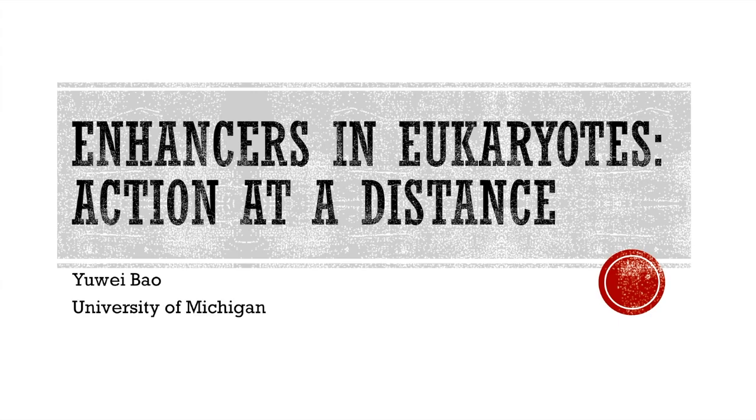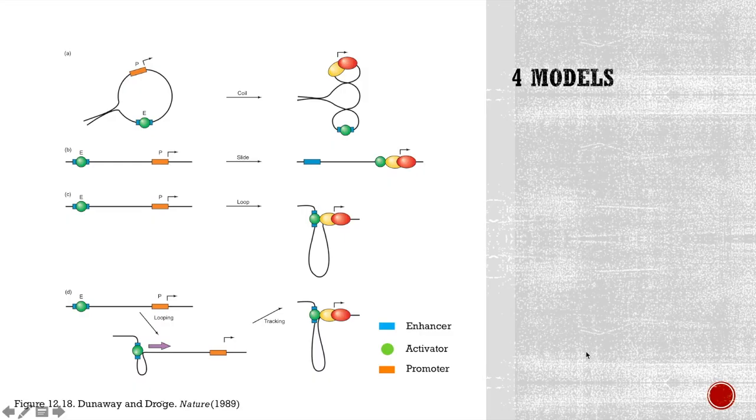A more specific question is that scientists wanted to know whether an enhancer can work if it's physically located near a promoter but not on the same DNA. There were four most reasonable hypotheses as to how enhancers could stimulate transcription from a distance, presented in figure 12.18. In the following figures, the blue box indicates the enhancer, the green circle is the activator, and the orange box is the promoter.